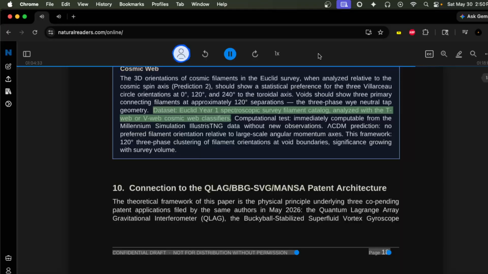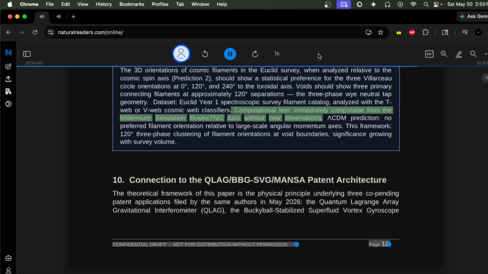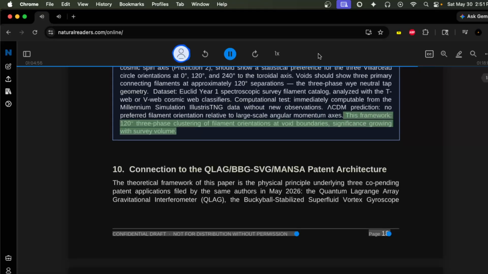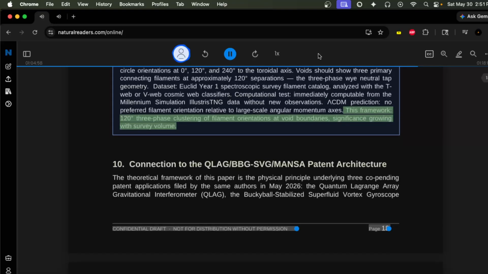Dataset: Euclid Year 1 Spectroscopic Survey Filament Catalog, analyzed with the T-Web or V-Web Cosmic Web Classifiers. Computational test: immediately computable from the Millennium Simulation and Illustris TNG data without new observations. Lambda CDM prediction: no preferred filament orientation relative to large-scale angular momentum axes. This framework: 120 degrees three-phase clustering of filament orientations at void boundaries, significance growing with survey volume.